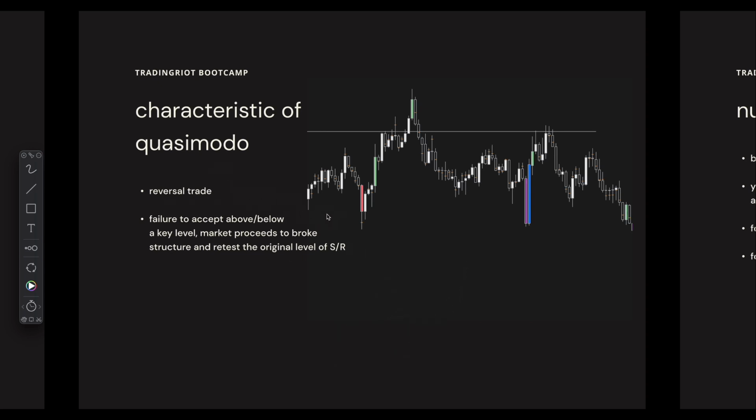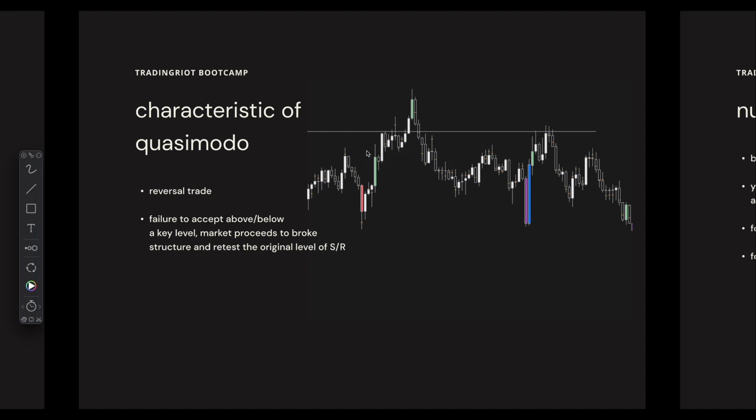So it's not always a reversal trade. You will find some examples of continuation. It's basically a failure to accept above or below a key level. The market proceeds to break structure and retest the original level of SR. This is a similar thing as with the V reversals by themselves.